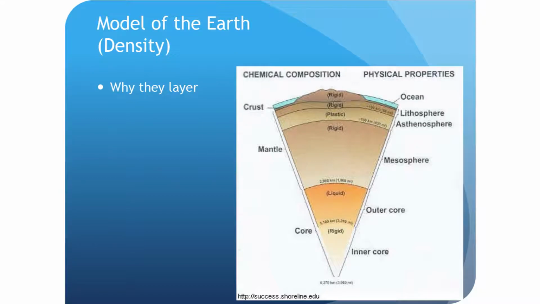Here's a model of the Earth by density, and that is actually why they layer. Now, there's 2 different ways to name the layers, and we've gone through a few of them, but the big thing to remember is that the more dense is in the middle, like the inner core, and the least dense is towards the outside, like the atmosphere. And because the different layers have different densities, that actually causes the layers to form.